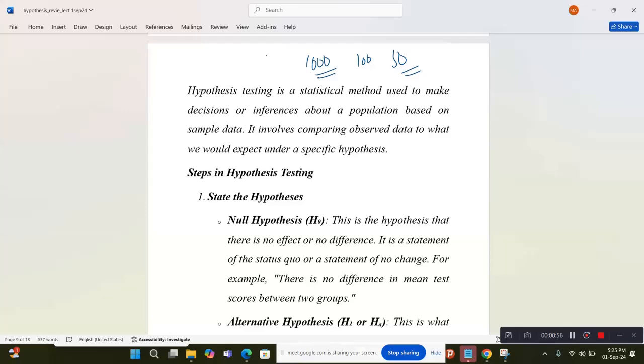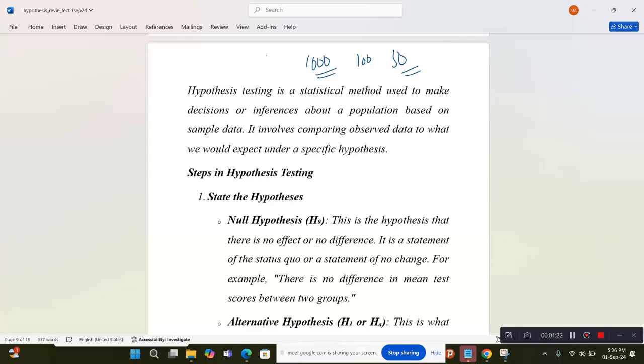So what am I trying to say? Hypothesis testing will help you to make decisions or inferences, or make some deductions, on what is happening with this sample to represent the impact that would be on the whole population.